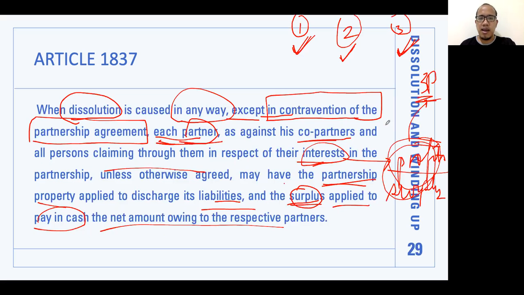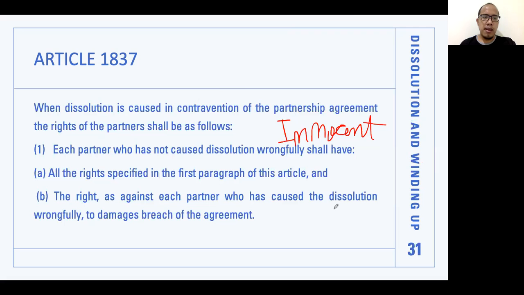Article 1837, first paragraph, karapatan nila yan na kapag na-exhaust na yung partnership assets, actually kapag nabayaran na rather, yung mga partnership liabilities using partnership assets at may sobra pa rin, may surplus pa rin, then the innocent partners, according to this enumeration, will receive their share in the surplus. Okay? Pangalawa, so pag innocent partner ka, meron ka daw share in the surplus. Pangalawa, the right as against each partner who has caused the dissolution wrongfully to damages breach of the agreement. So they are also entitled to damages which they may collect doon sa mga guilty partners.